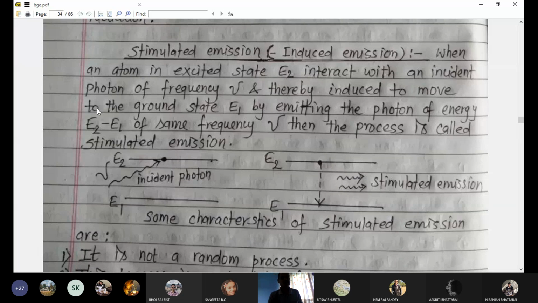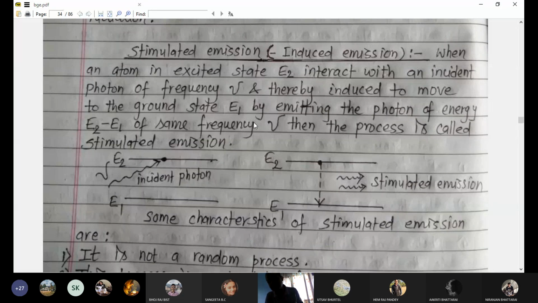ठीक छ? ल हेर, when an atom in excited state E2 interacts with an incident photon of frequency nu and thereby is induced to move to the ground state E1 by emitting a photon of energy E2 minus E1 of the same frequency nu. Incident photon को frequency जुन थियो, emitted photon को frequency पनि के भयो? त्यही नै भयो. Then the process is called stimulated emission.